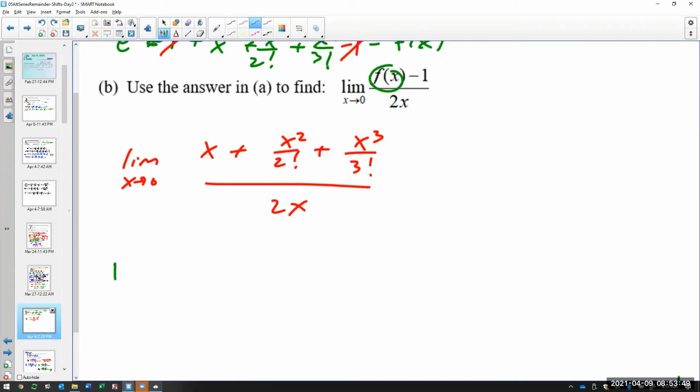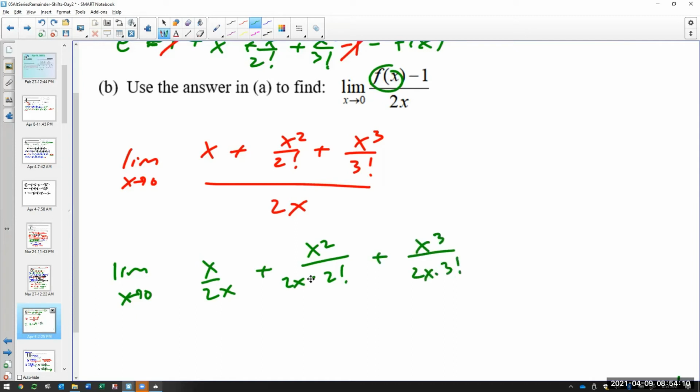So this will give me the limit as x goes to 0 of x divided by 2x plus x squared over 2 factorial divided by 2x. But if you divide by 2x, you're really multiplying by 1 over 2x. And this will be x cubed over 2x times 3 factorial. I'm dividing everything by 2x. So this is the limit as x goes to 0 of 1/2 plus x over 2 times 2 factorial plus x squared over 2 times 3 factorial.